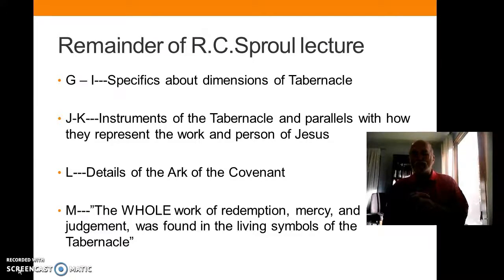What's important to understand in section F, as it summarizes, is that the whole work of redemption and mercy and judgment, those three main themes of the Bible, redemption, mercy, and judgment, are all found in living symbols of the tabernacle when it was first given to the people, and as we see it now in modern age.